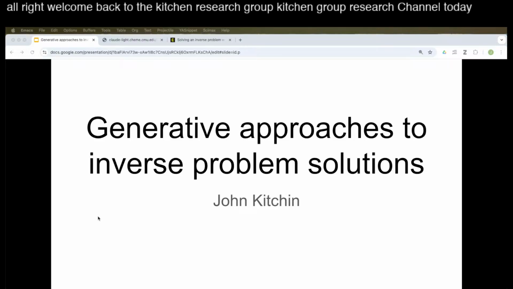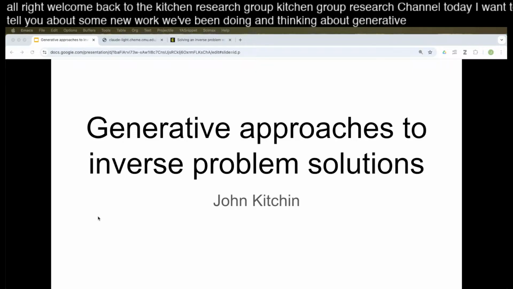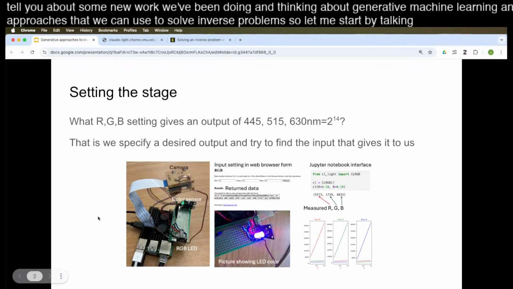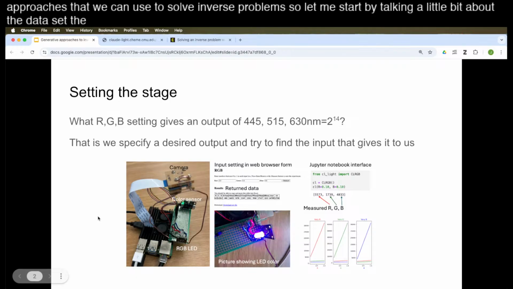Today I want to tell you about some new work we've been doing in thinking about generative machine learning and approaches that we can use to solve inverse problems. So let me start by talking a little bit about the data set, the instrument that this is based on.